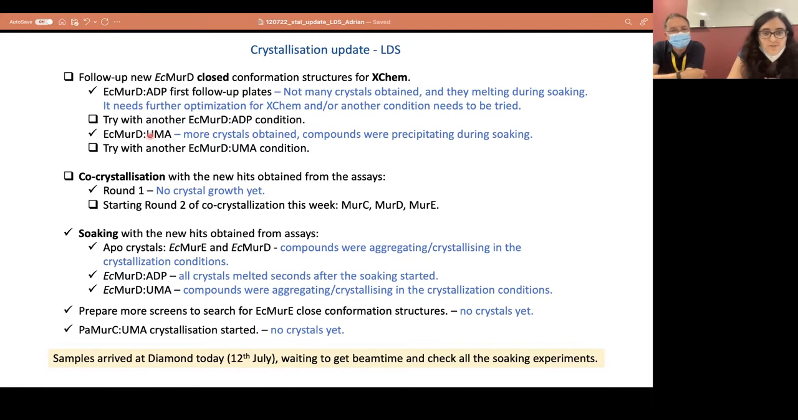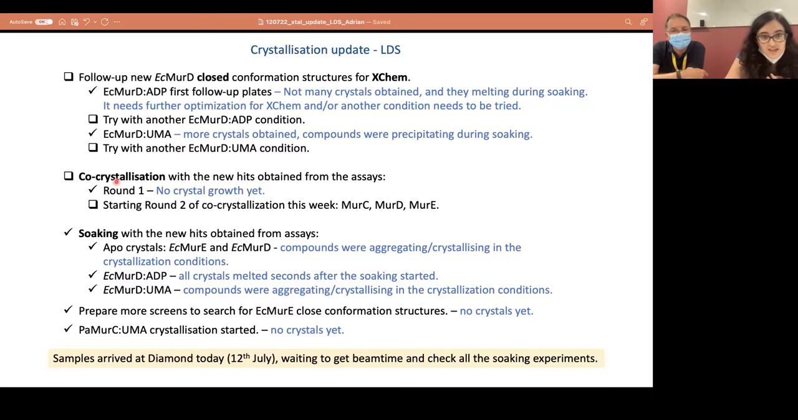In the case of UMI, the monopeptide, I've got more crystals than with ADP, but the compounds were precipitating in the crystallization condition. So I think they were impairing the soaking. Still, I've got some crystals soaked, and they have been sent to Diamond. Also, I want to try another condition for UMI, given that that condition was precipitating the compounds.